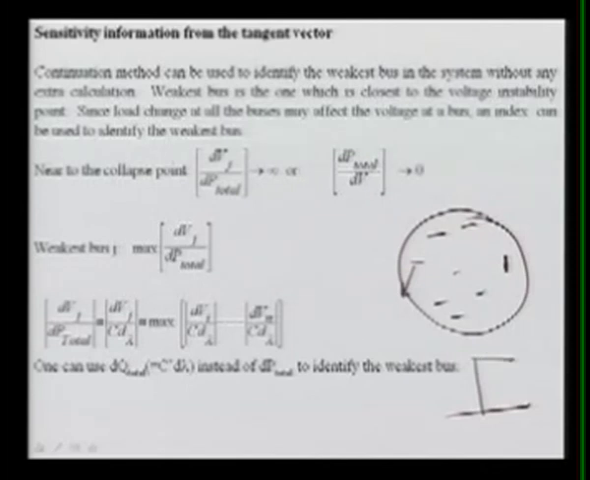The collapse point is nothing but the saddle node point. Here again I have to say it, this is your collapse point, that is the nose point, sometimes called the saddle node point, and also called the singular point. Here the Jacobian becomes singular.